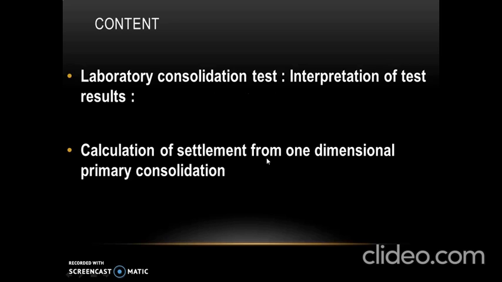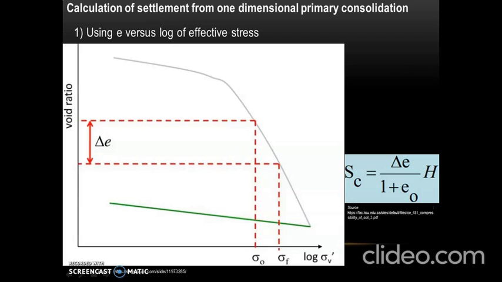In this presentation, we will find out settlement from one-dimensional primary consolidation. There are three methods to calculate settlement from one-dimensional primary consolidation. First one is using e versus log of effective stress curve.